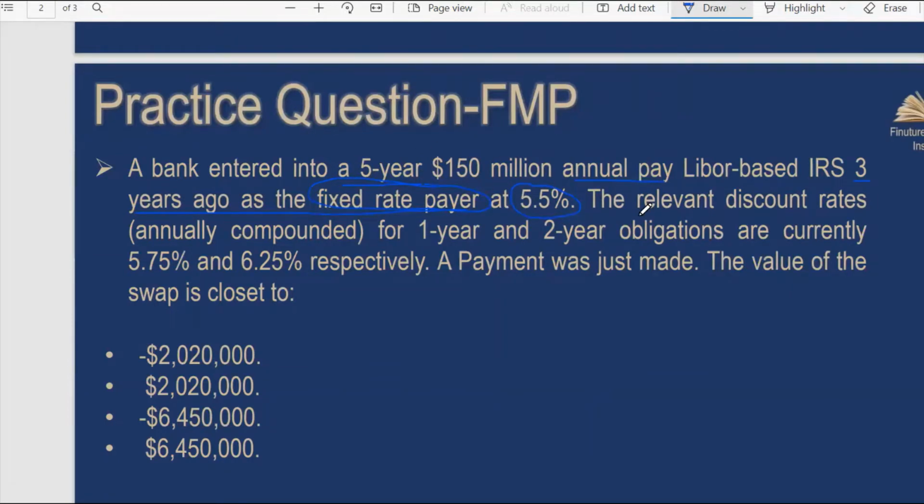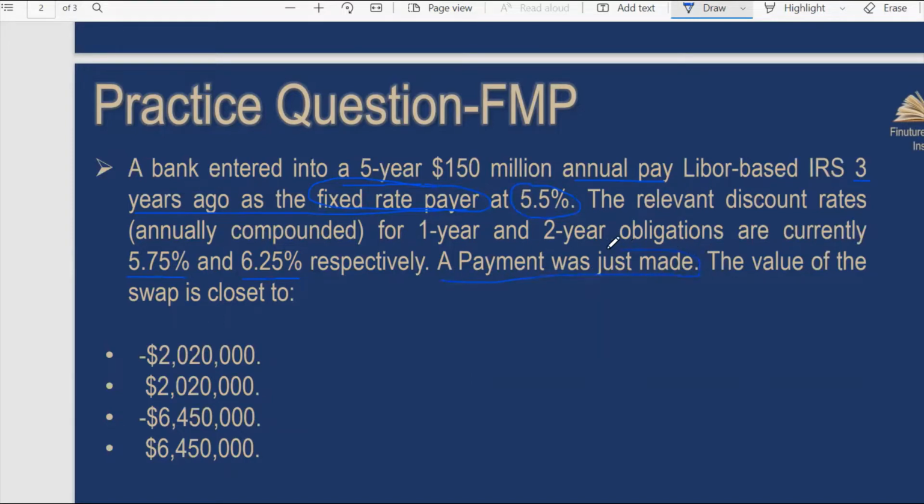As and when you read the question, just focus on the key information that is given. The relevant discount factor rates, annually compounded, for 1 and 2 year obligations are currently 5.75% and 6.25%. Most important of all, payment was just made.